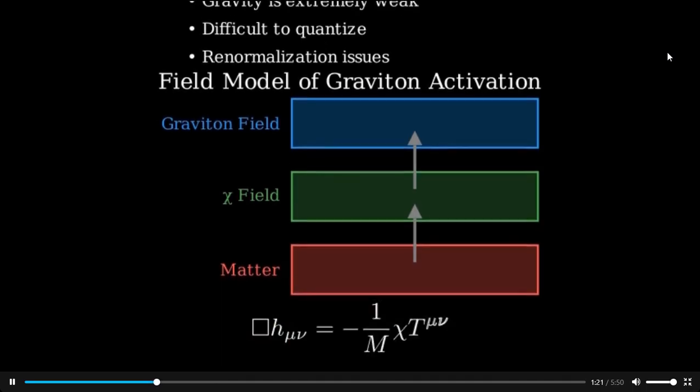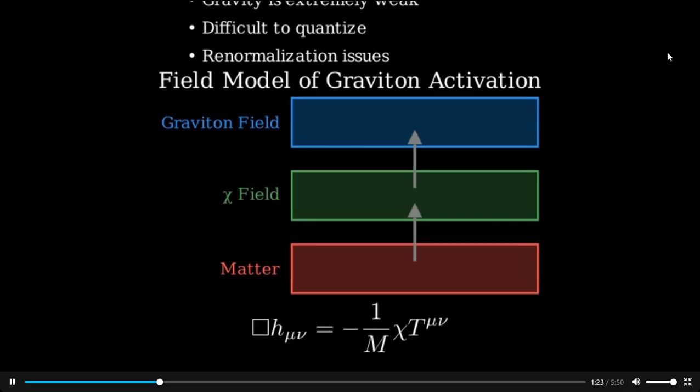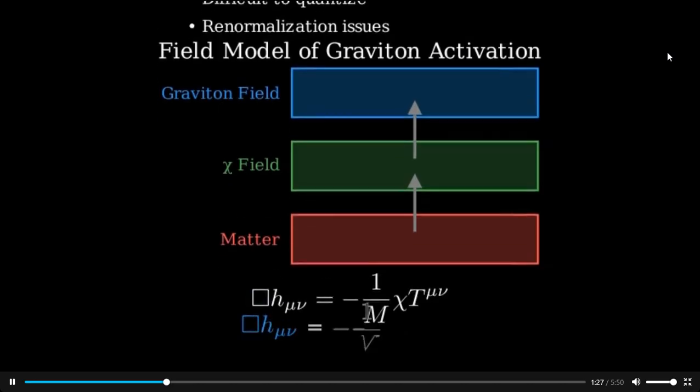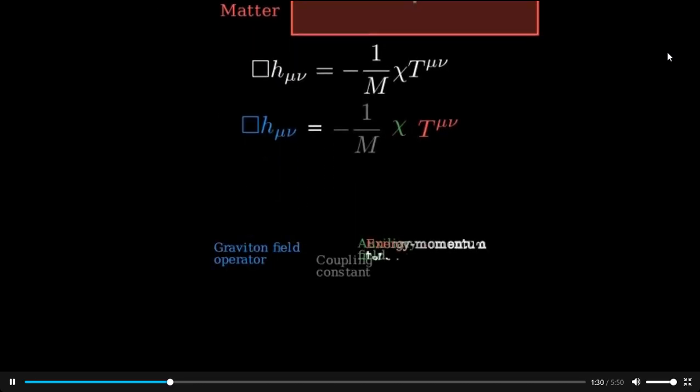The first key equation is box h mu nu equals -1/m times chi times T mu nu. This equation describes how the graviton field h mu nu responds to the presence of matter. Here, box is the D'Alembert operator, essentially a relativistic version of the Laplacian. T mu nu is the energy-momentum tensor, which represents the distribution of energy and momentum from matter.